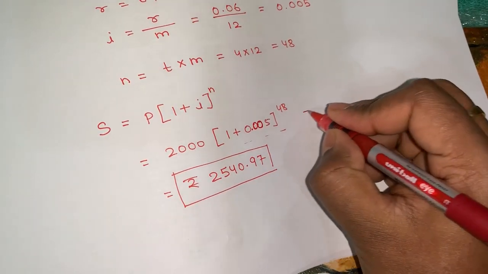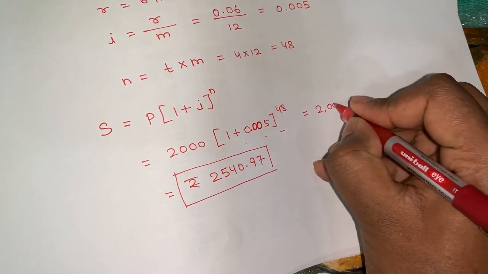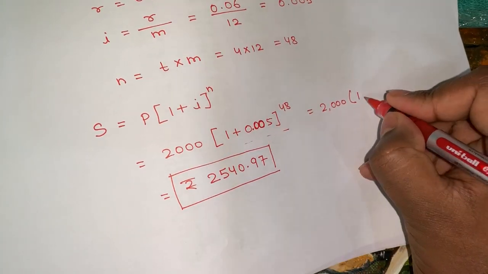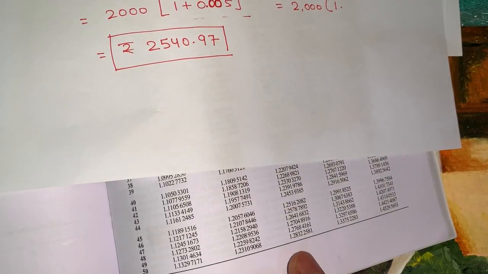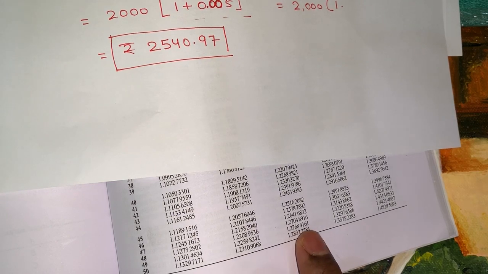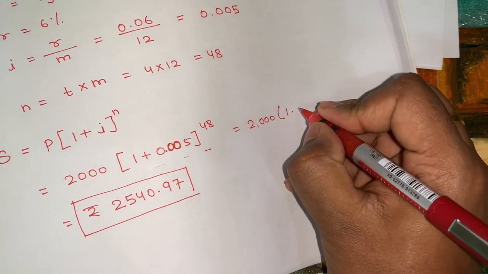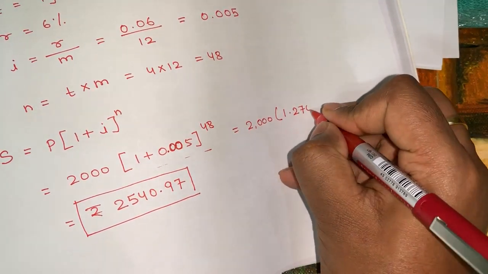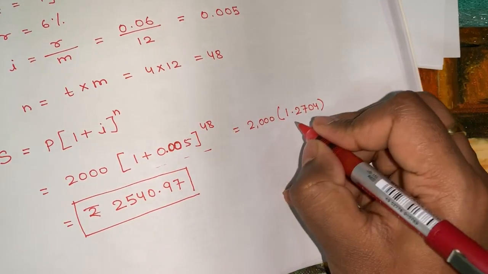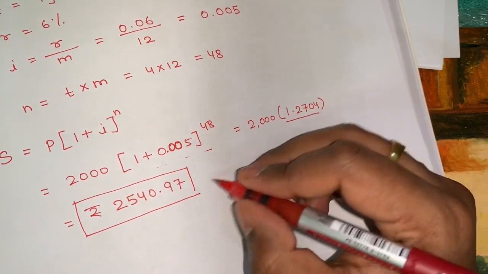So this becomes 2000 into 1.2704. This is what we have got from the table. Multiply this, and you will get the same answer.